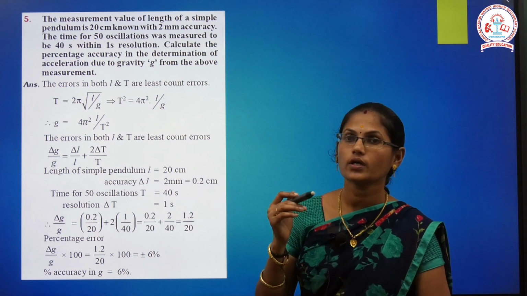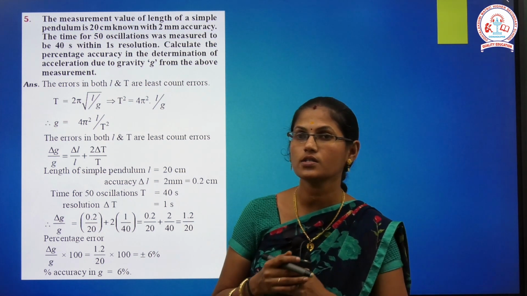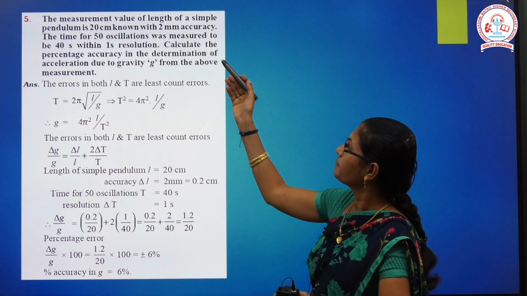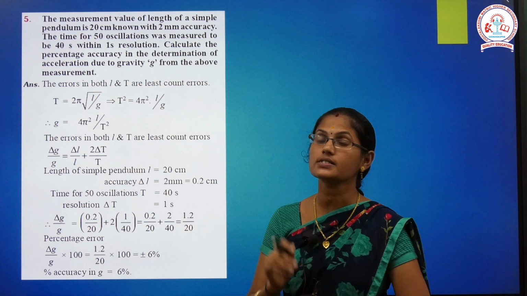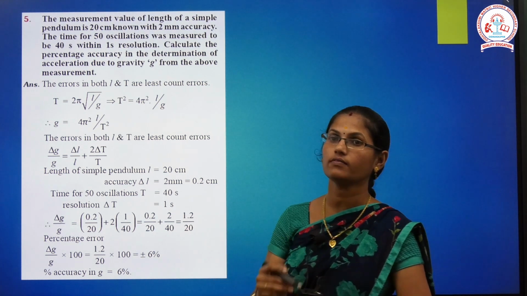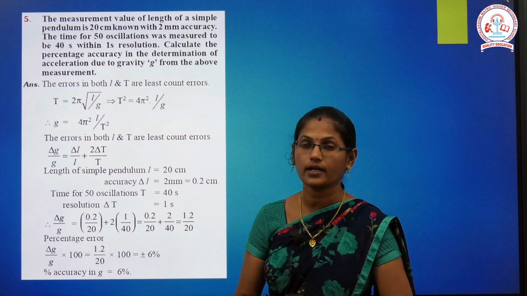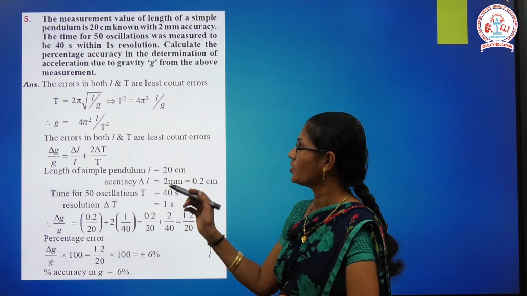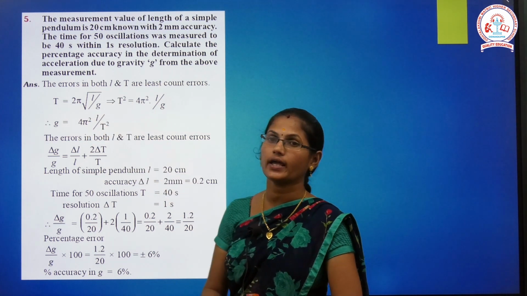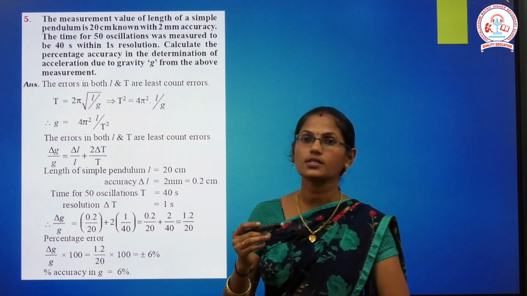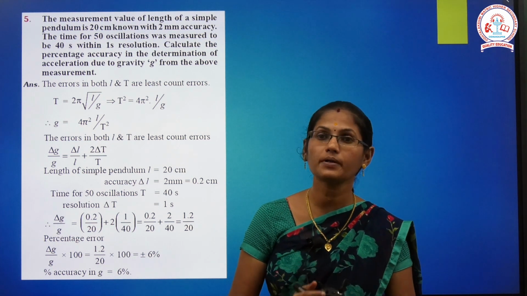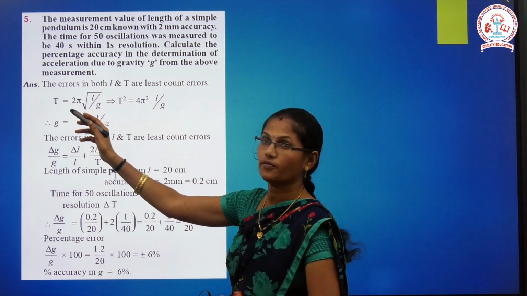Okay. So in this problem, what is the question? You have to find the percentage accuracy, that is the percentage error, for acceleration due to gravity. So you know the formula, T is equal to 2 pi root of L by g. This is the formula you use to find the time period of the simple pendulum.